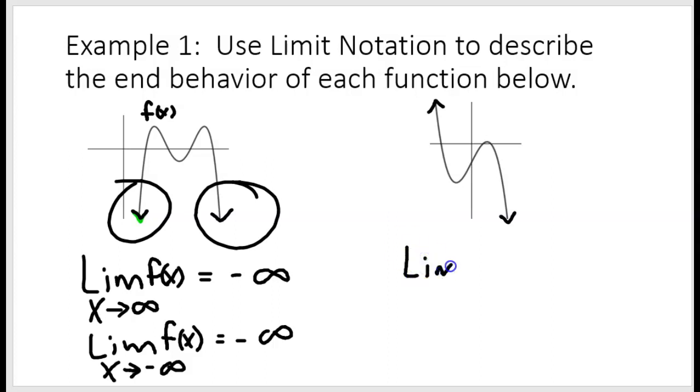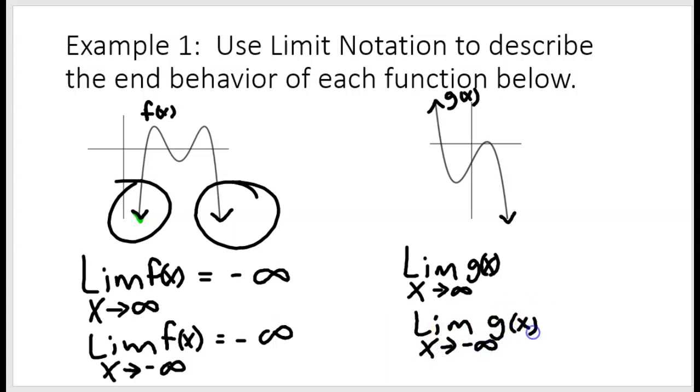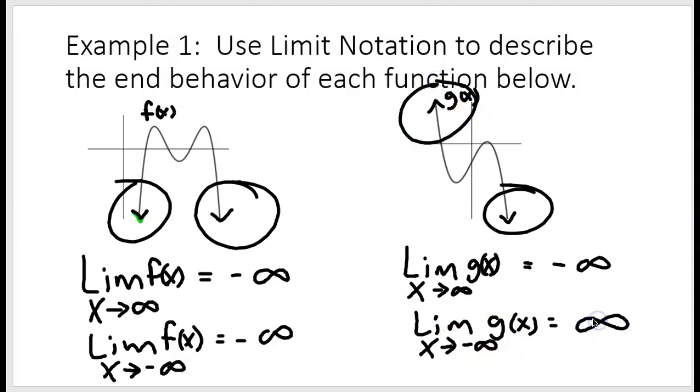So once again, I want to describe what's happening on the right side of my graph. I'll call this one g of x. And I also want to know what's happening on the left side of my graph. So let's take a look at what's happening on the right side first. It looks like it's going down, so I'm going to put negative infinity there. What's happening on the left side of my graph? Well, that arrow is going up, so that's positive infinity. Okay? And so that's how you're going to be using limit notation to describe the end behavior of a function.